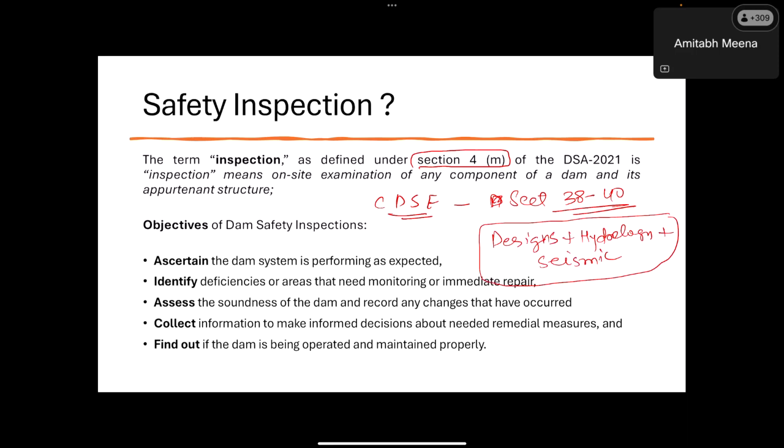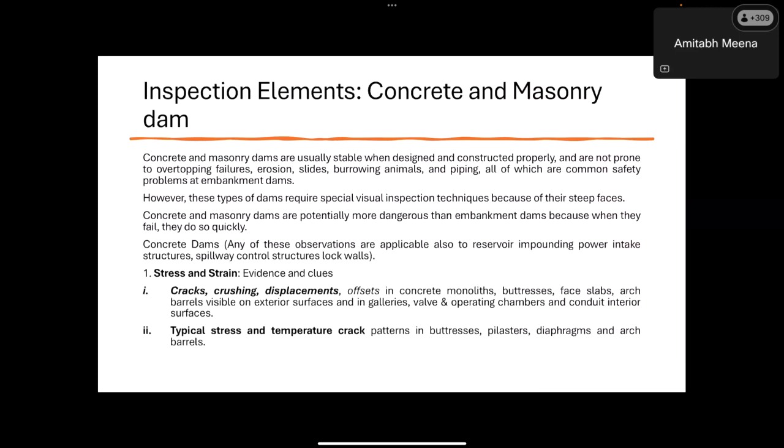So now we'll come to our regular safety inspections. We'll go one by one. We are covering concrete and masonry dams first. Then we'll go to the embankment dams. Then some other components of the dams like spillway and hydromechanical components, etc.